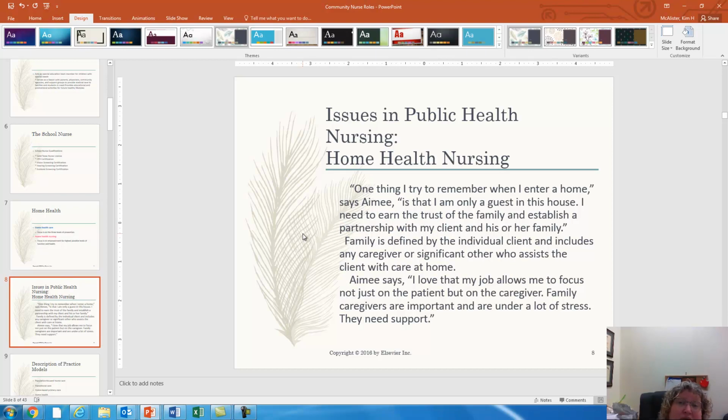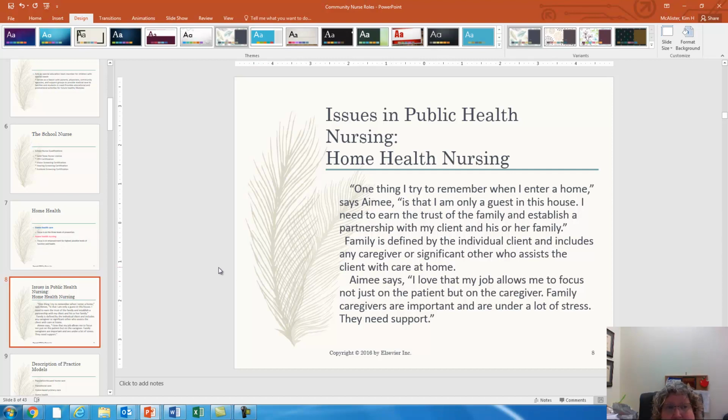to do a home visit or to provide home care, you need to remember that you're not in control of this environment. This is their home, this is where they live, and you are a guest. You are not coming in to rearrange the universe. And that can be a little unsettling for some nurses. And so we need to work with patients where they are.